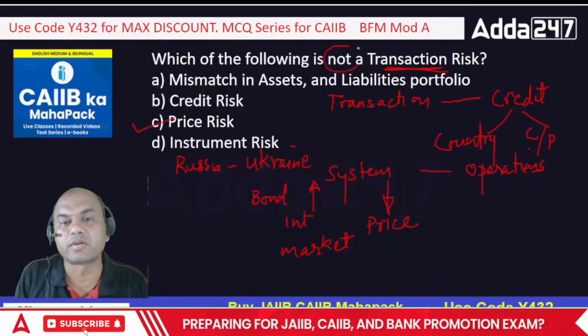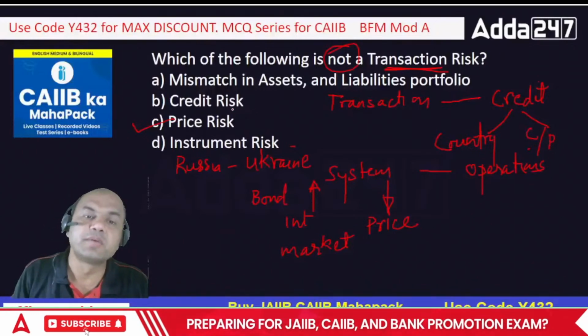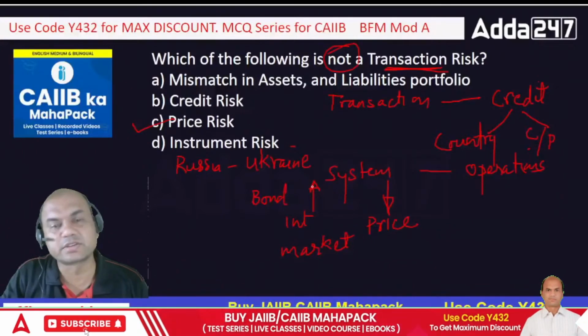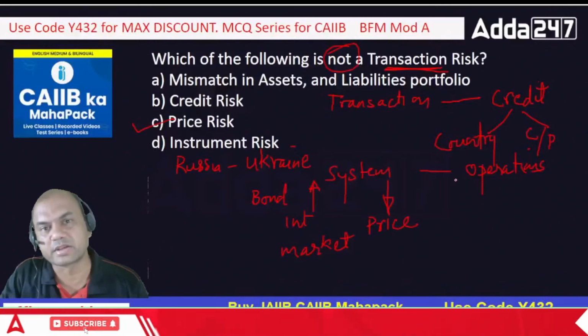I want what? Not, right? So this is my answer. Price risk is a part of market risk. It's not a part of any credit or ops risk, okay?